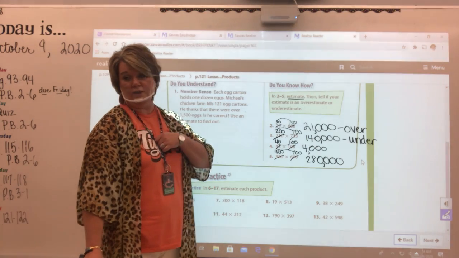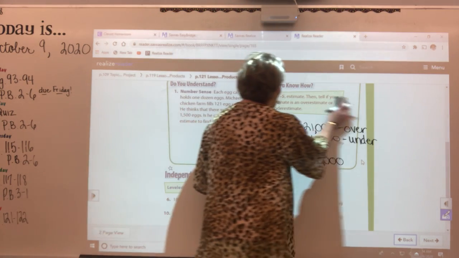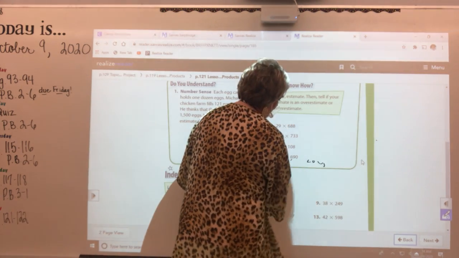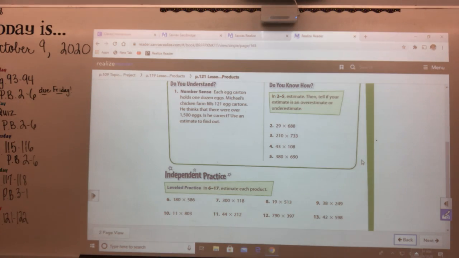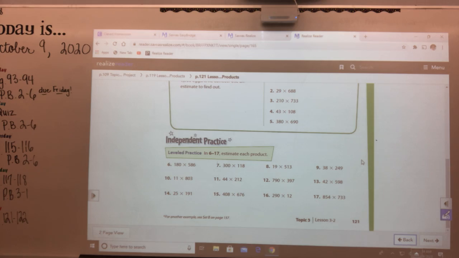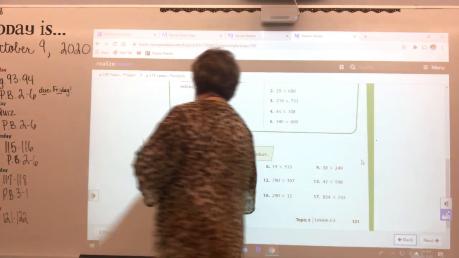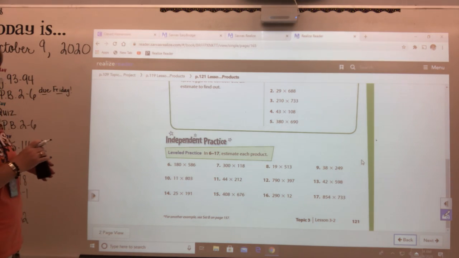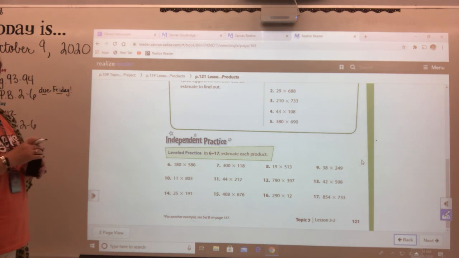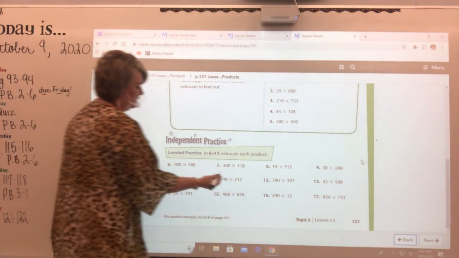Okay? Are y'all tracking with me? Yeah. Okay. Now that's the only ones you have to do the overestimating and underestimating on. The rest, you just write the answer. You don't have to write over or under down here. You just write the answer. Okay? So Colin, pick one. 6 to 17. 12. Colin, when you see 790, what do you want to round that to in your head? 800? Okay, I agree.